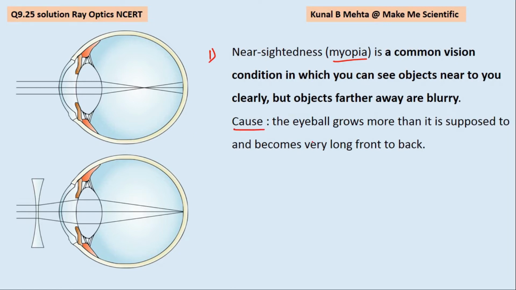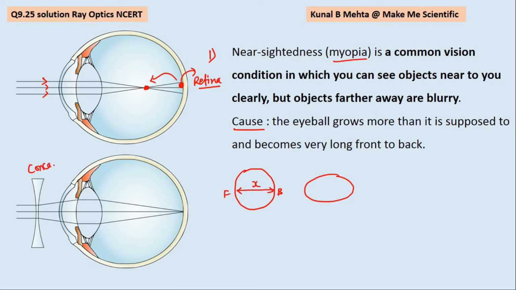And the cause is that the eyeball, suppose it is spherical, this is the front part and this is the back part, and the distance between them is suppose x. Now this distance increases due to some deficiency in vitamins or so, and it becomes something like this. And finally, the image of the very far away objects, which is to be obtained on the retina, this inner layer, is instead produced before the retina, so the image appears to be blurry. The correction for this particular defect is a concave lens.